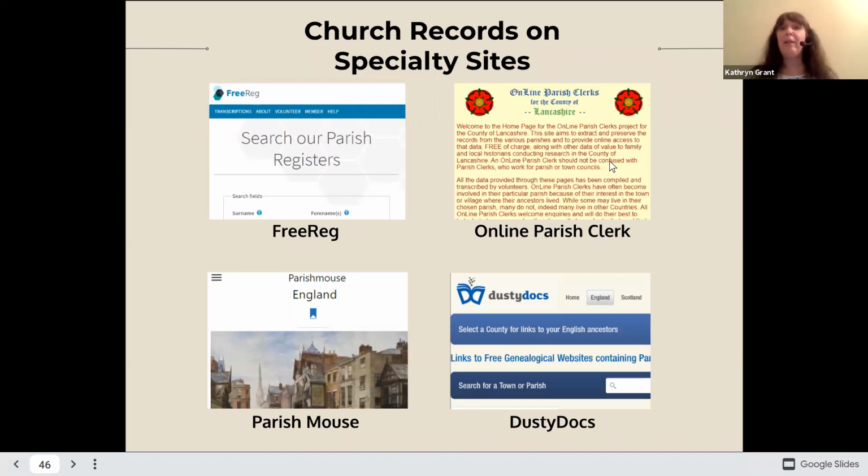And they're, again, run by volunteers, totally free. They've got a great search form. You just look and search for your records. And I found information there that I haven't been able to find other places. These other two I listed because I became aware of them, but honestly, I haven't used them very much. So I can't speak from a lot of experience, but I wanted to at least make you aware of them in case they come in handy for you. So Parish Mouse and Dusty Docs.